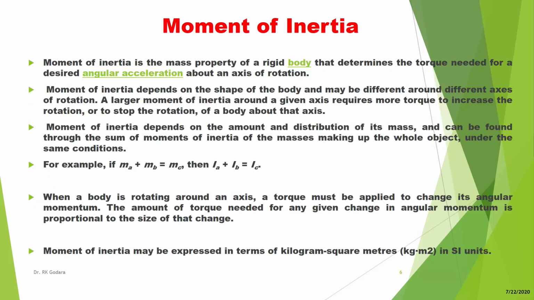So next we'll talk about the moment of inertia. As we know, the moment of inertia is the mass property of a rigid body that determines the torque needed for the desired angular acceleration. So we can say the moment of inertia is the measure of resistance against rotation. Here we know that the moment of inertia depends on the shape of the body and may be different around different axes. Means moment of inertia depends on the distribution of the mass about its axis of rotation, how the mass is distributed about the rotation axis.